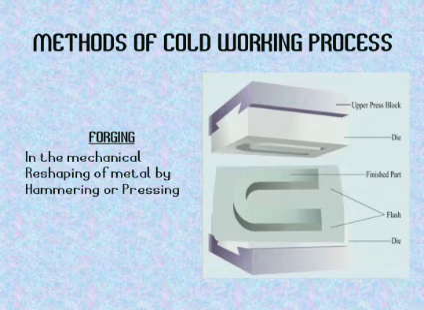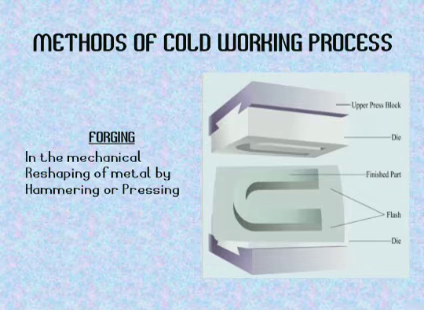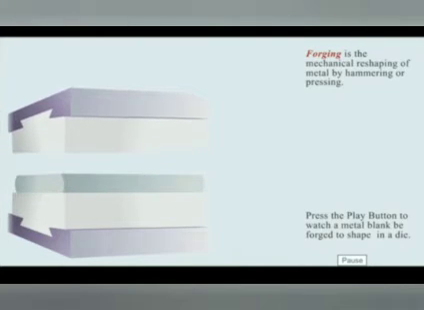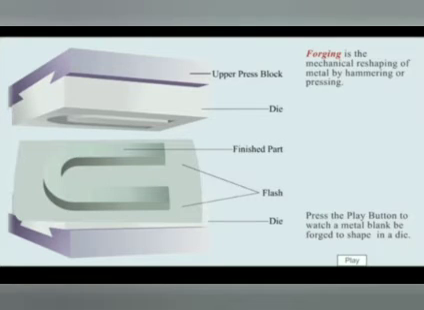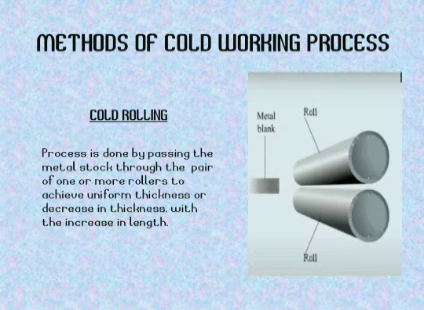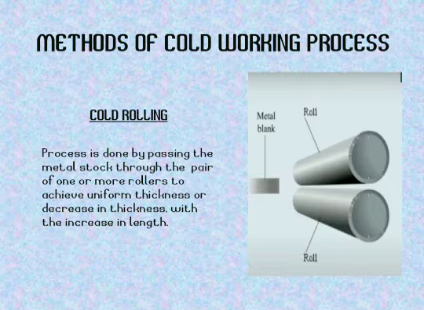We also have methods of cold working process. First, we have forging. It is the mechanical reshaping of metal by hammering or pressing. We also have cold rolling. This process is done by passing the metal stock through a pair of one or more rollers to achieve uniform thickness or decrease in thickness with the increase in length.